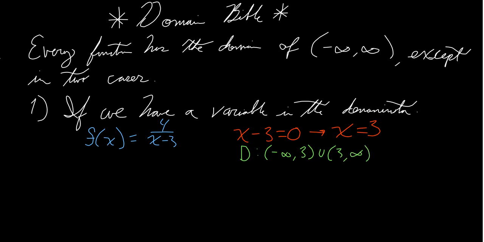Basically what this means is that I'm allowed to use every single number but 3. If I were to look at that on a number line, it's saying from negative infinity to 3, not including 3, union with 3 to infinity, again, not including 3. So that's the domain of the function. I set up the equation to figure out what I'm not allowed to use, and then I go from there.